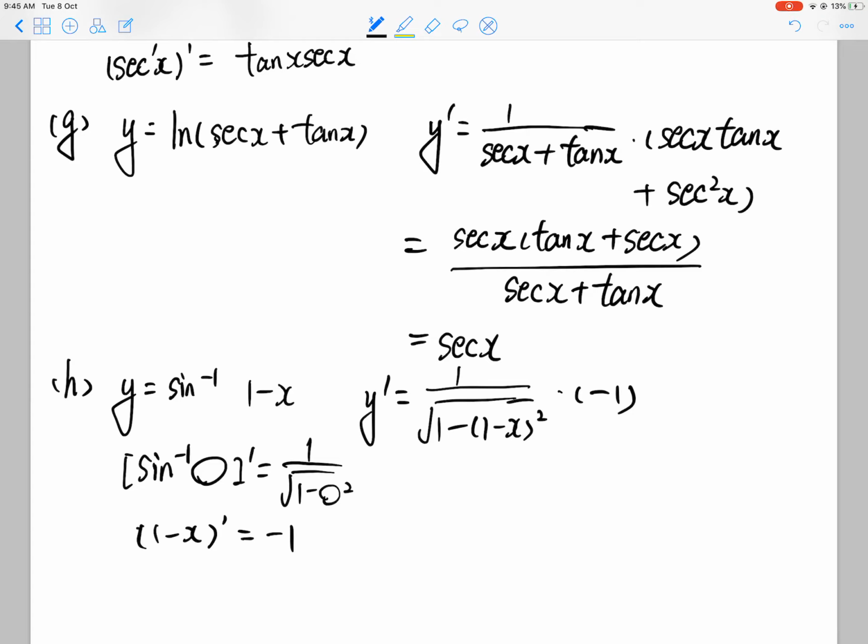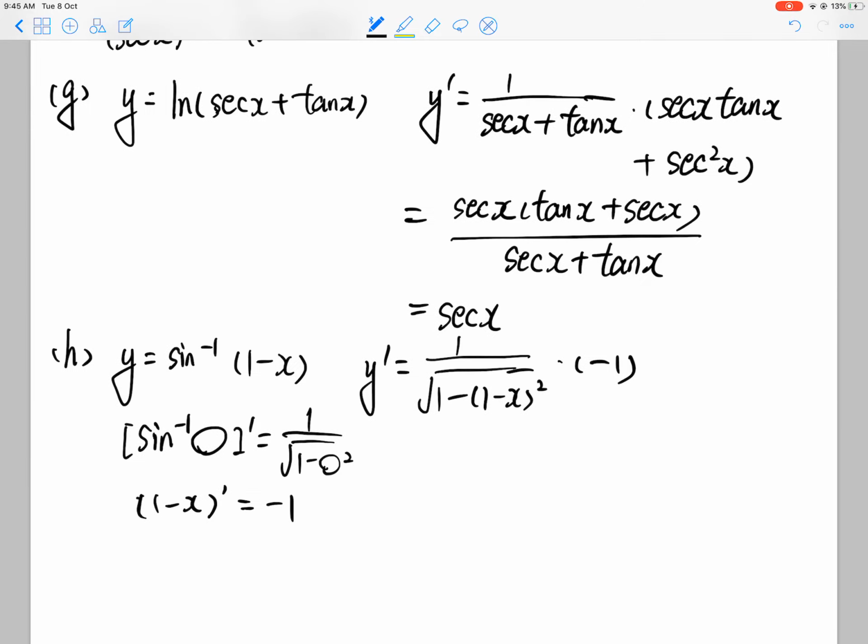Alright, so that's all for this part. This part is just the chain rule and implicit differentiation.